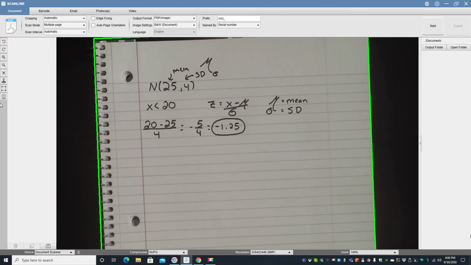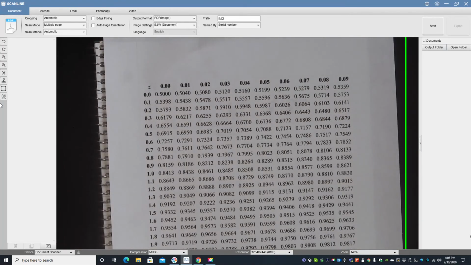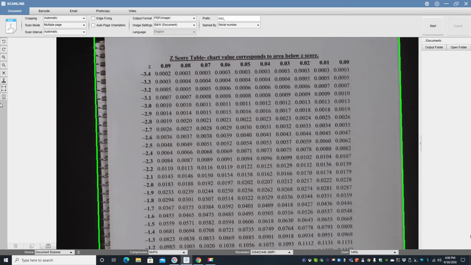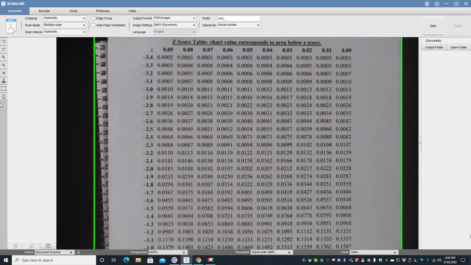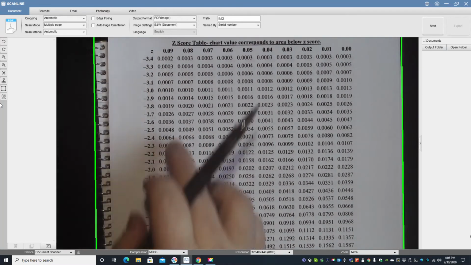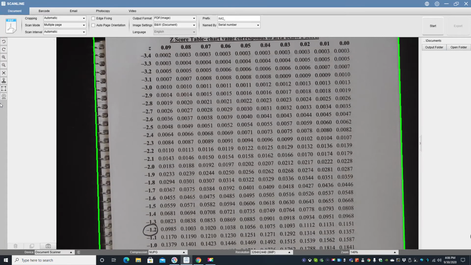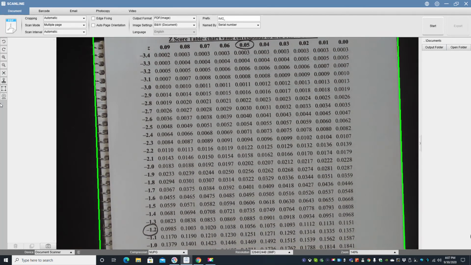So the next step is I'm going to pull out what's called a z-score chart. There's negatives and there's positives on the z-score chart. Now the number that I got is negative 1.25. So I'm going to locate both pieces of that number on this chart, to the left and then on top. Negative 1.2 is right there, and then 0.05 is right there. Then I'm going to see where they both intersect.